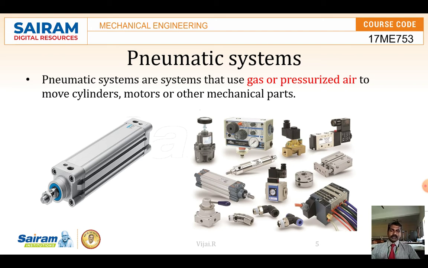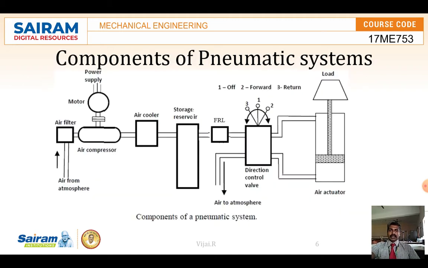Let me look at one type of system, the pneumatic system. A pneumatic system uses gas or pressurized air to move a cylinder. Where we use compressed air to move a piston, or rotate a cylinder or any component part, that is called a pneumatic system. So the medium we are using here is compressed air. And there are some components which are used in pneumatic systems.